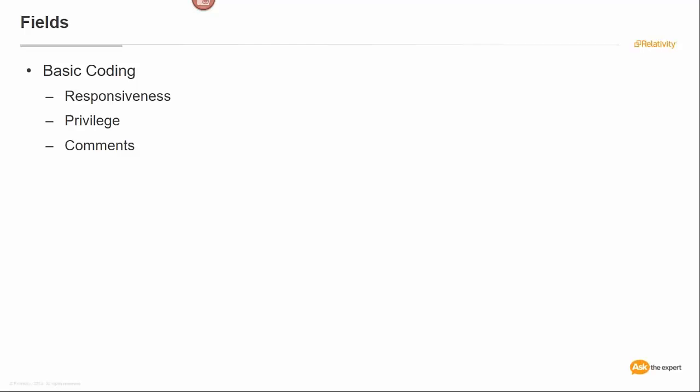We also have basic coding fields. We've included a responsiveness field with choices, a privilege field and privilege description, and then a comments field. So we've kept it pretty basic. Actually, there's an issue coding field as well with one issue, Hot. I'm sorry, that wasn't on the slides. Forgot about that one.